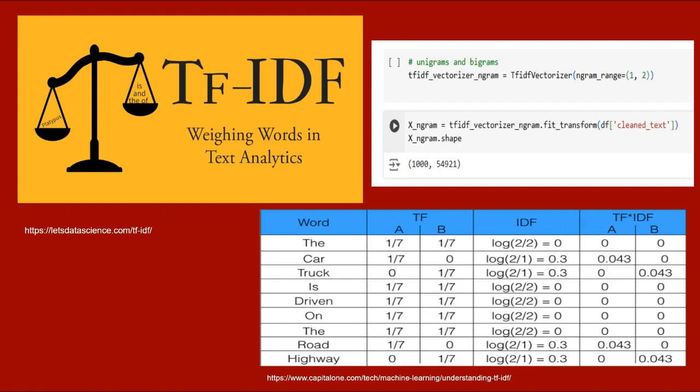To go beyond word frequency and capture word importance, we use TF-IDF vectorization. This method gives more weight to important words and reduces the weight of common ones. We include both single words and two-word pairs to better understand word relationships. The resulting matrix had a shape of 1000 by 54,921, which means we captured much more context by including bigrams.